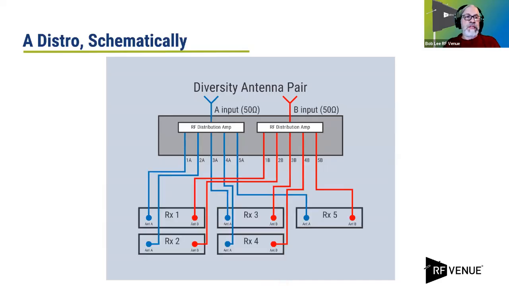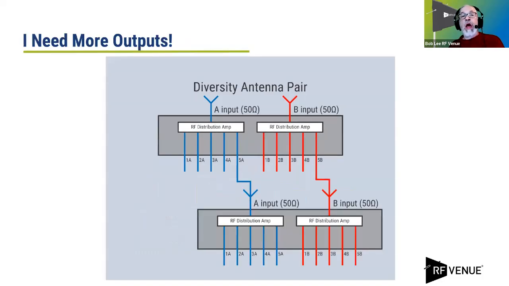So let's put in the receivers. Now, in this case, we have a 5-way distro, and we can feed the A and B antenna inputs of up to 5 receivers. Okay. So, oh no, I need more outputs. The cool thing about distros is that you can cascade them.